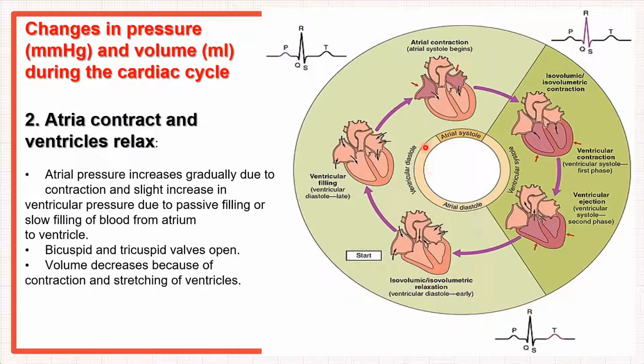ठीक है, अब since क्योंकि blood ज़्यादा ventricle के अंदर भी जा रहा था, so atrial pressure आहिस्ता आहिस्ता फिर increase होना शुरू हो जाएगा, ठीक है, due to contraction and slight increase in the ventricular pressure, slightly increase होगा, ठीक है, due to passive filling or slow filling of the blood from the atrium to the ventricle. What will happen now because of this contraction now? These bicuspid and tricuspid valves would open, ठीक है, अब वो पूरा खुल जाएंगे.